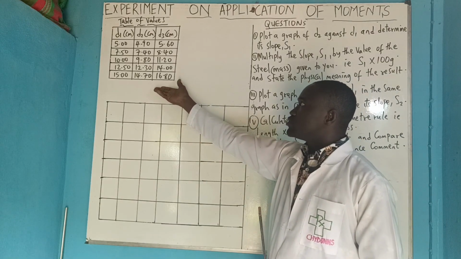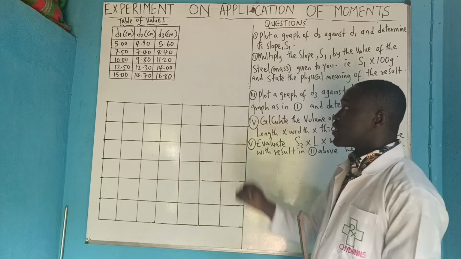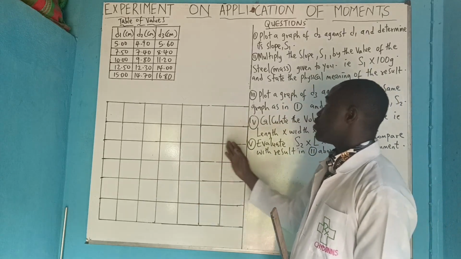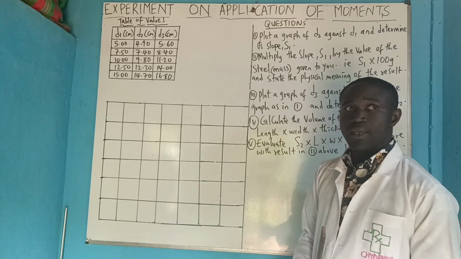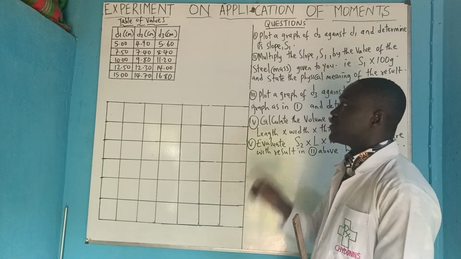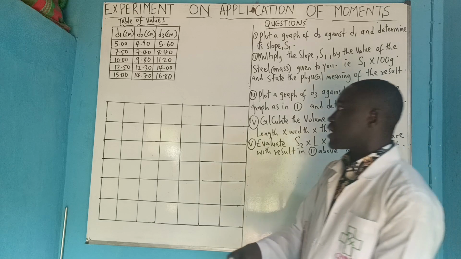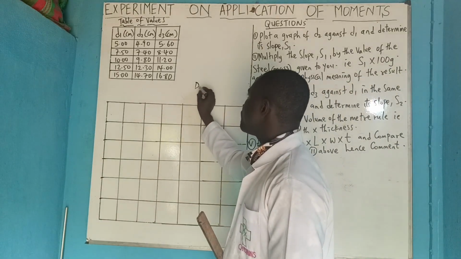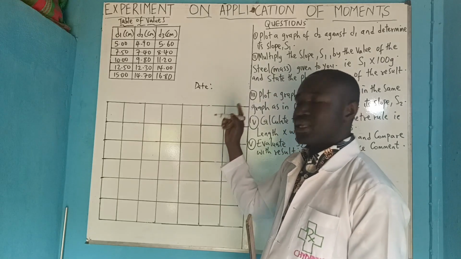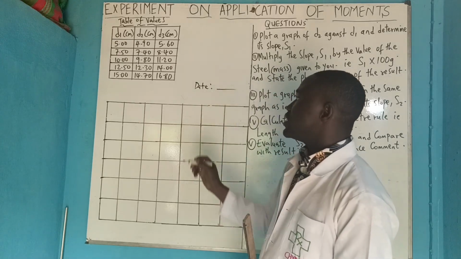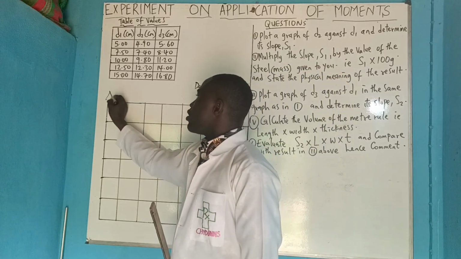The values we have gotten from this experiment, we want to see how to plot the graphs and answer the questions that follow. Now, how do we do it? First thing you do before you plot your graph is to write the date of your experiment. Write the date. Now, after writing your date, write the title of the graph.